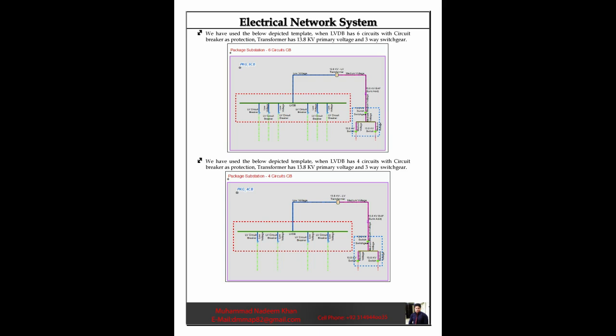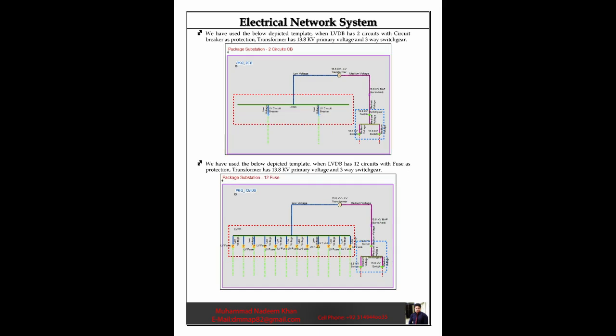We have used the below depicted template, when LVDB has 4 circuits with circuit breaker as protection, transformer has 13.8 kV primary voltage and 3-way switchgear. We have used the below depicted template, when LVDB has 2 circuits with circuit breaker as protection, transformer has 13.8 kV primary voltage and 3-way switchgear.